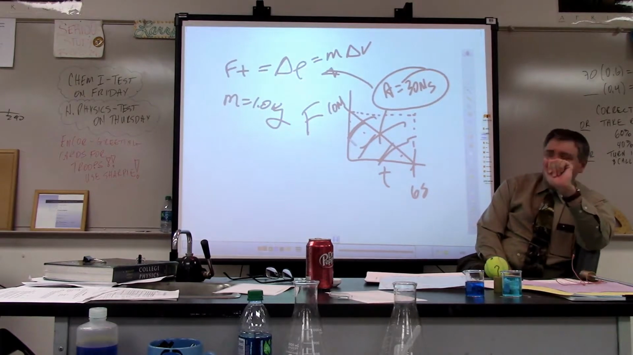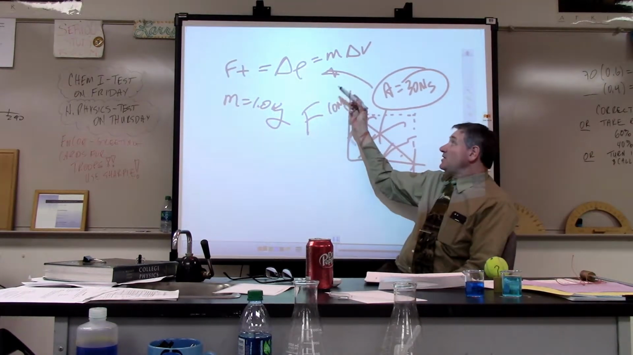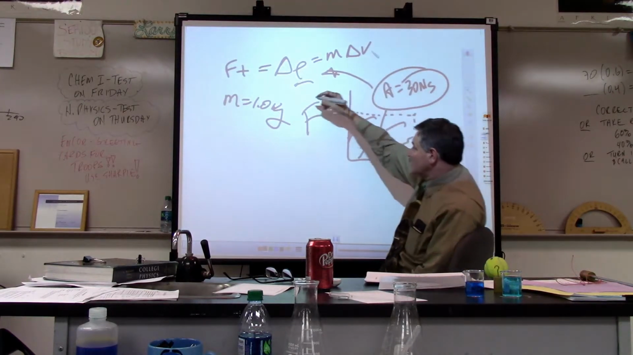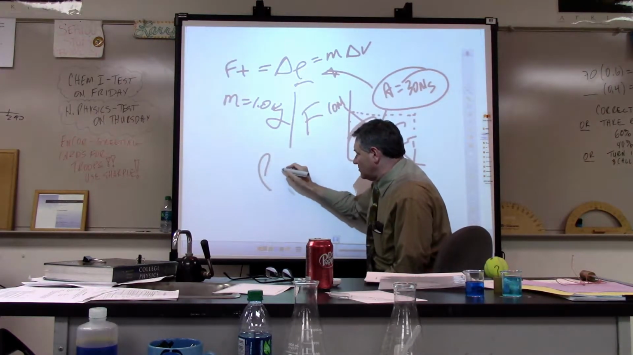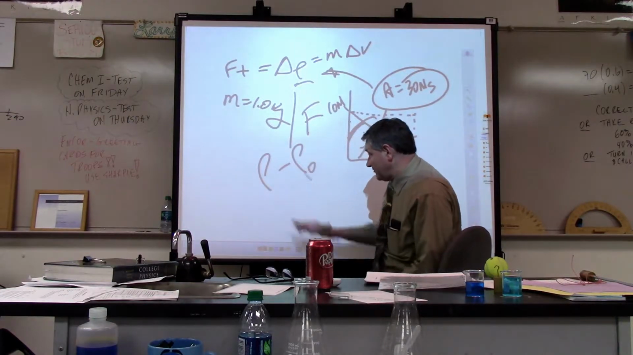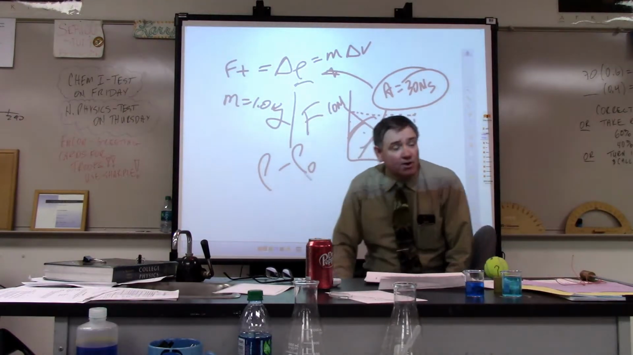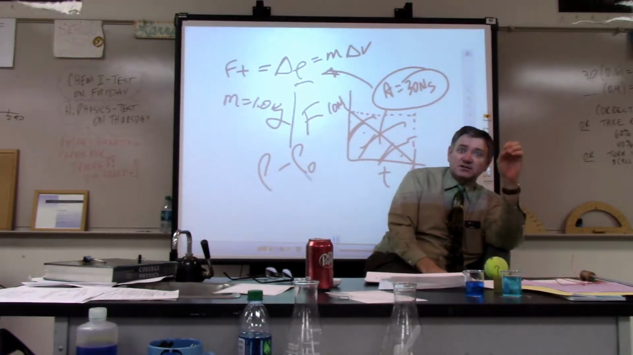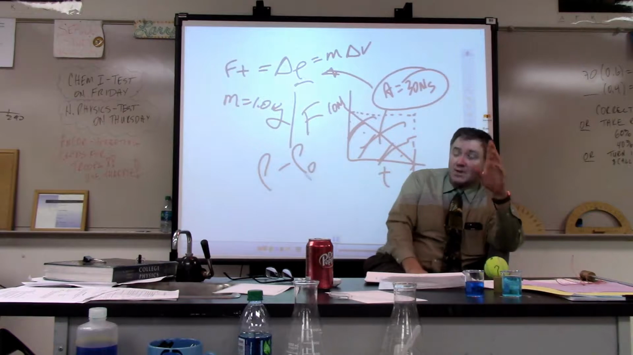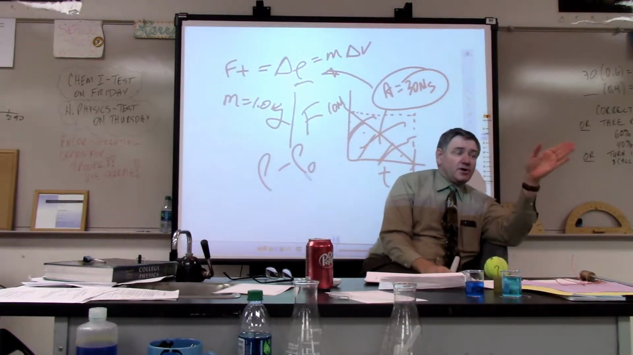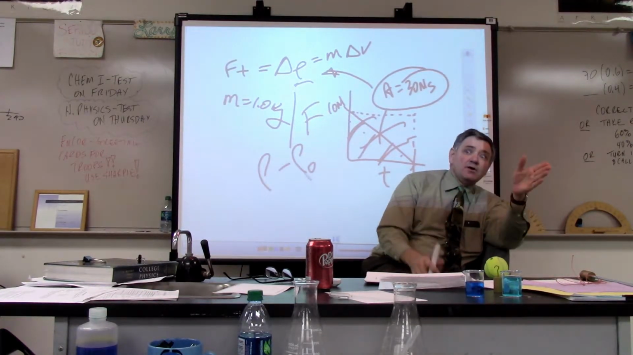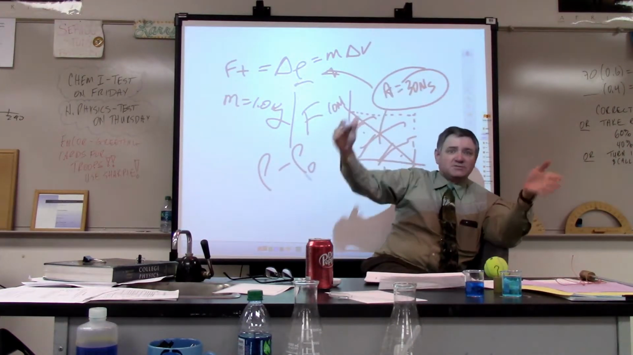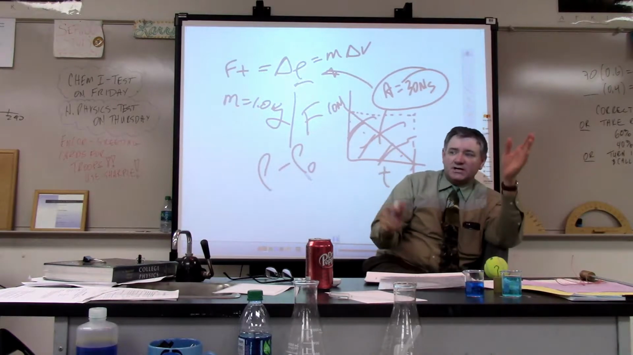Now, here's what you have to be careful of. This is what you have to watch. Because there are so many things that can be equal: force times time, change in momentum, mass times delta v, and change in momentum also equals momentum final minus momentum initial, okay? You have to pay attention to what you're holding constant and what you're changing. So let's say, for example, you're in your car and you're going to go from 0 to 20 miles per hour in 2 seconds. Is your momentum going to change?